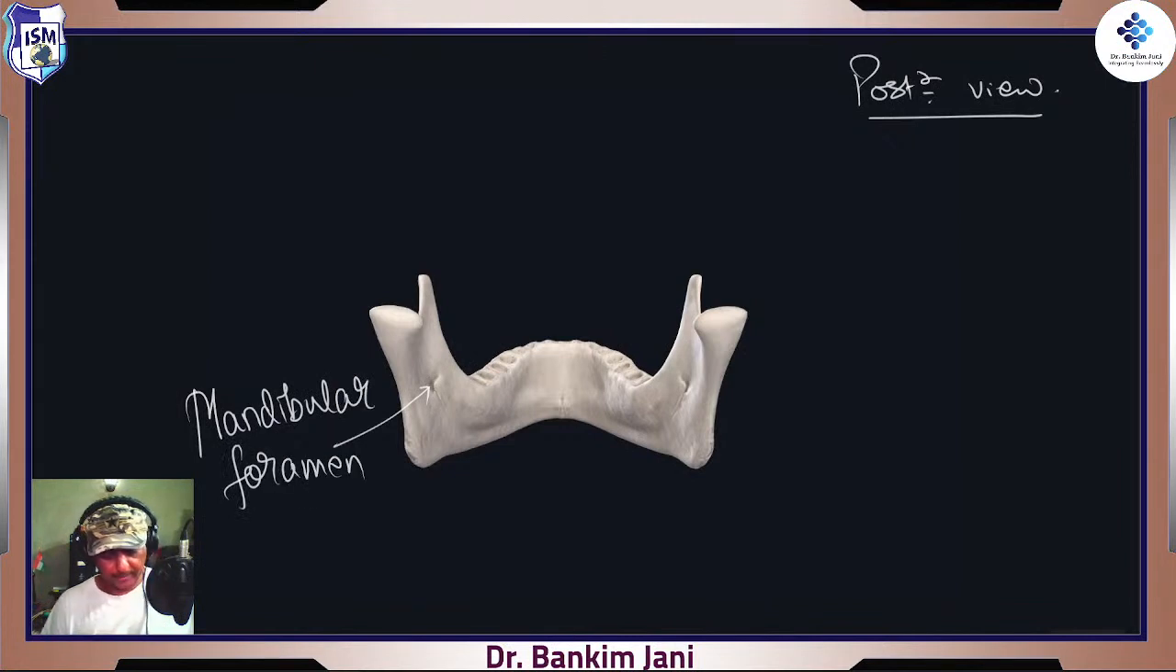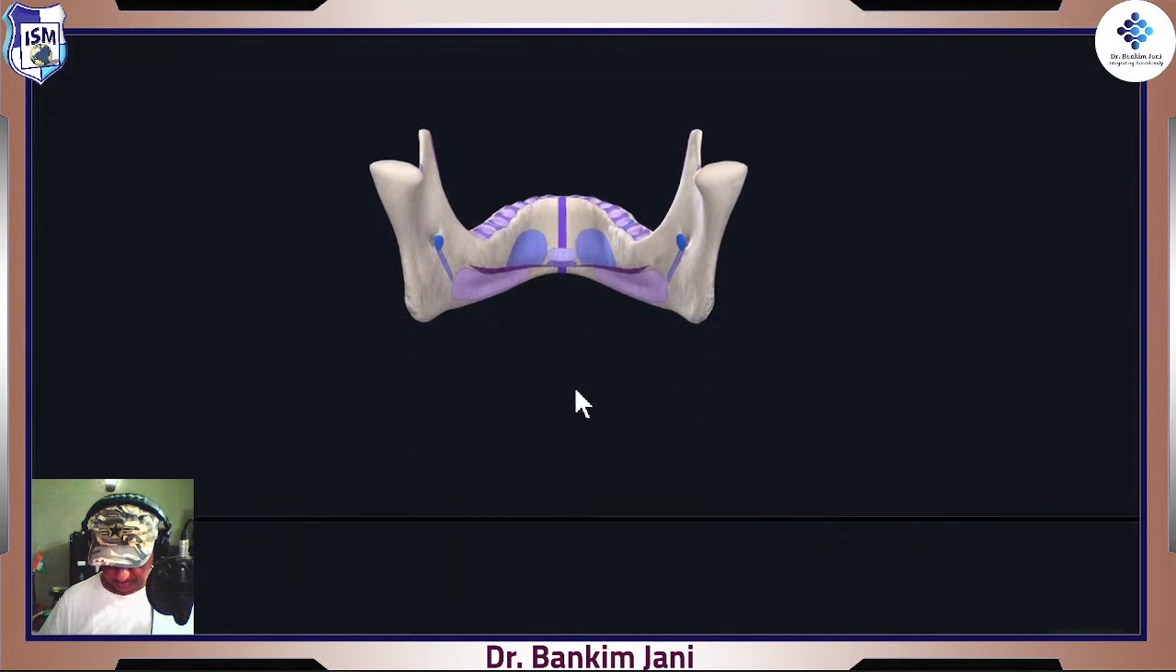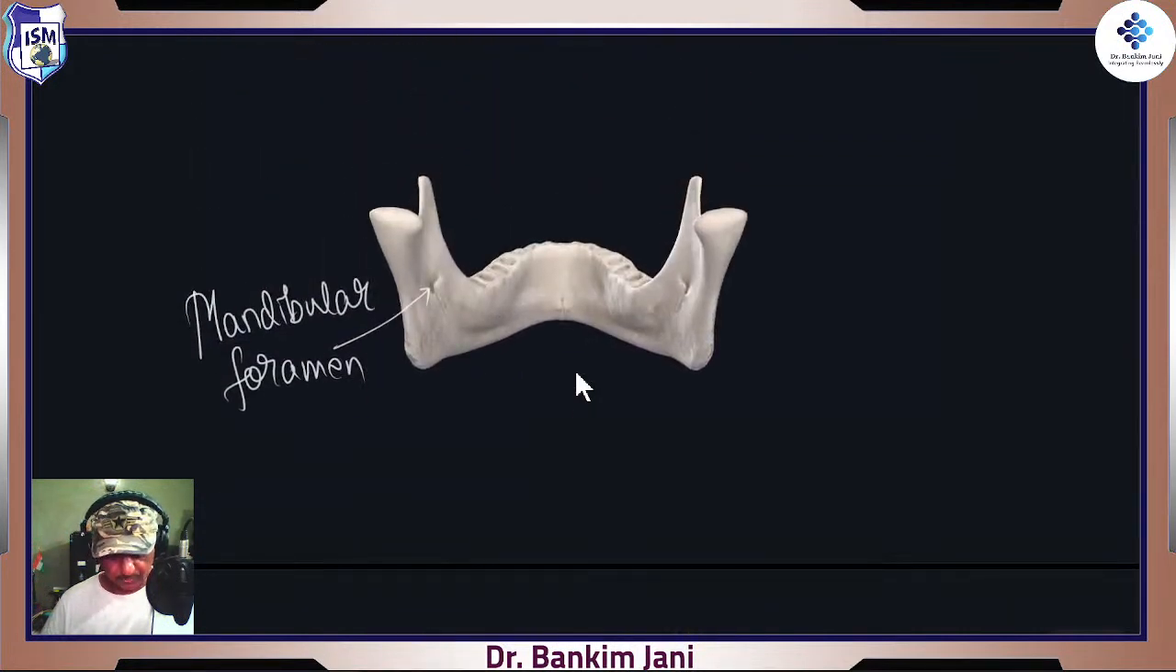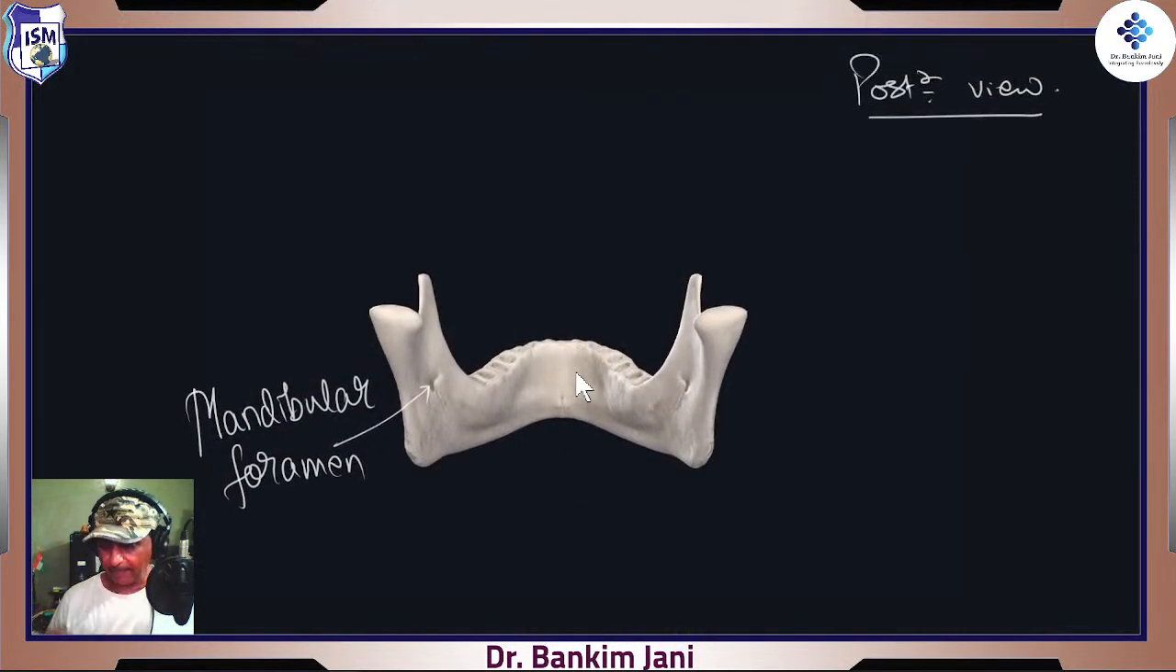Right? And it would be forming a bony tunnel. All the way, this particular tunnel will open up in front, over here, at this point. This is what is called the mental foramen. So that is the tunnel which will be passing through the entire mandible, right? We'll come back to this. So meantime, let's go back. So this is the mandibular foramen, which will lead to formation of that tunnel.